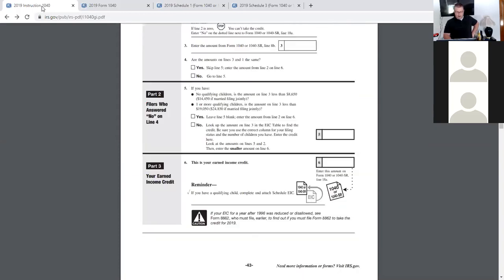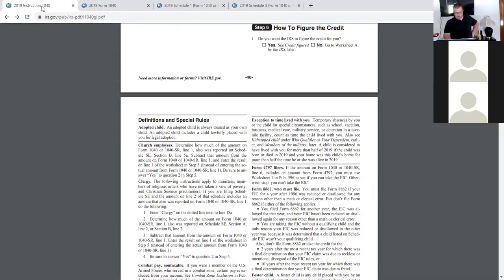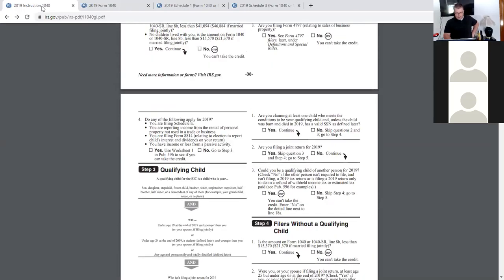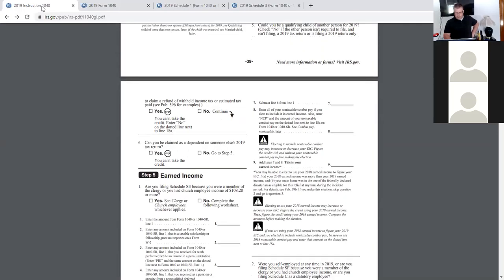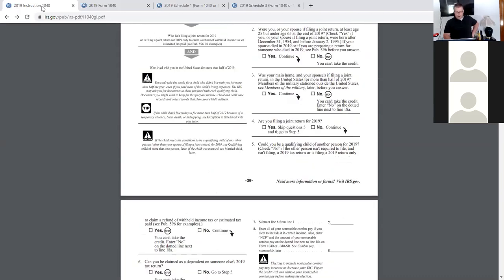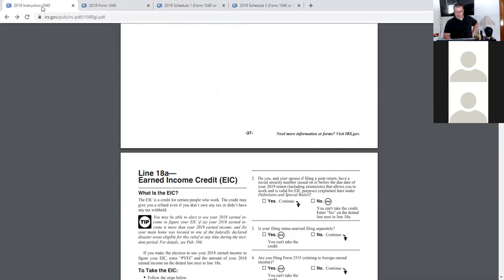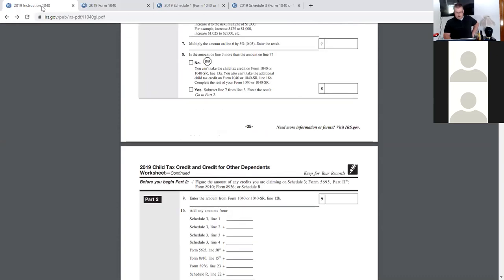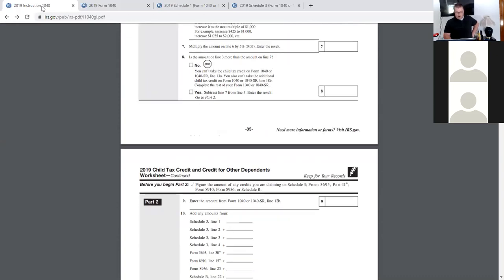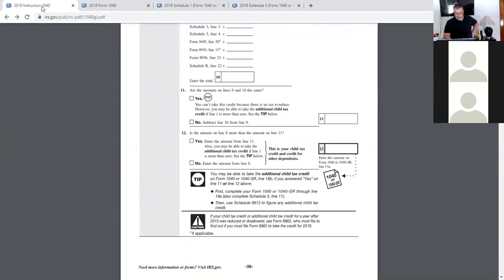That's the earned income credit worksheet. Still a little bit, here we go. So this was the, no, that's still earned income, I believe. Yeah, that's still earned income. So here was the child tax credit worksheet and the tip at the end.